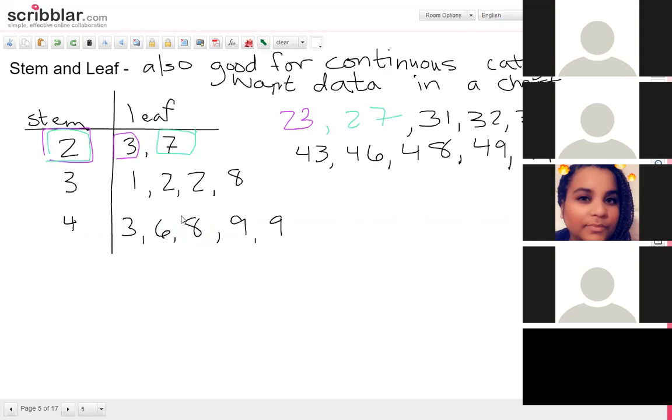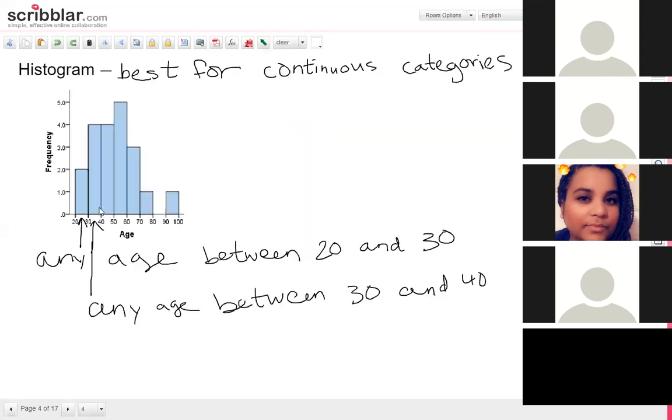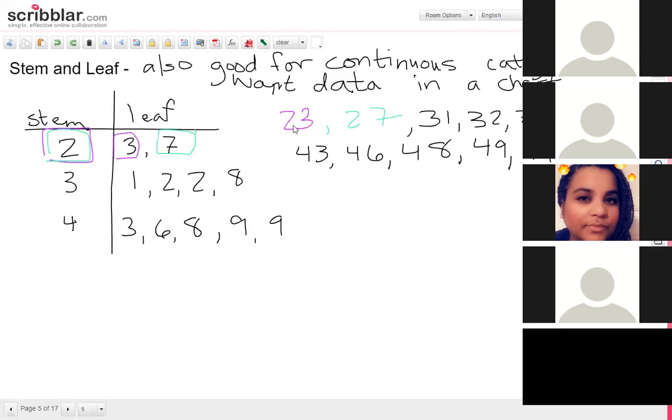I actually used that histogram. So the histogram, there were 2 people between 20 and 30. I'll go back a page to show you. Between 20 and 30, there were 2 people. So for actual data, that can be any numbers between 20 and 30. We have 2 people between the age of 20 and 30.